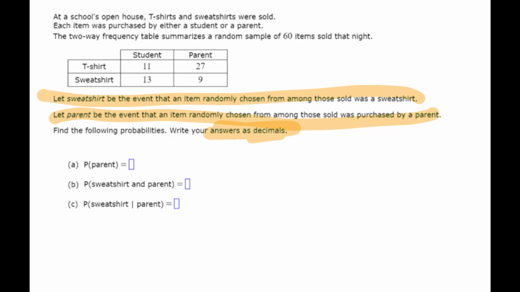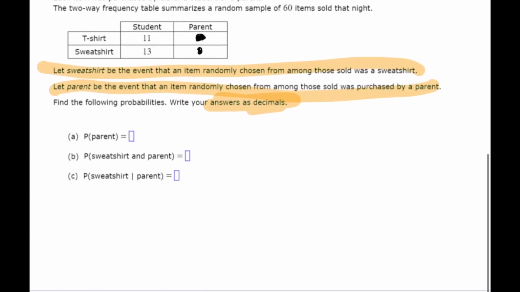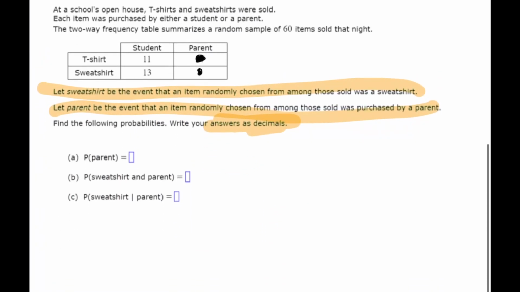First of all, I'm going to change this up a second. I'm not going to use 27 and 9 because if you look up at the top, they were the exact same numbers up here. And I don't want to do the same problem over again, and we would get some of the same answers. So let's switch it up to 14 and 22. There are still 60 items sold. Each of these numbers inside the frequency table, the 11, the 14, 13, and 22, those add up to 60. I changed them, but I made sure that there are still 60 items sold.